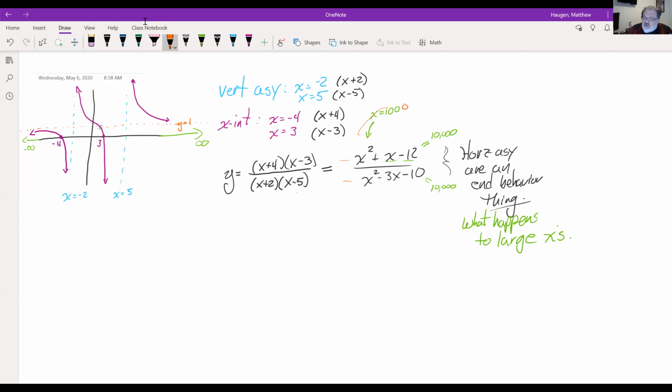So whenever we look at end behavior, just like we did for end behavior of polynomials, we really don't look at the rest of these terms. We just focus on what's happening with these lead terms. And the ratio between those lead terms, 1x squared over 1x squared, is 1. That's what gives us our horizontal asymptote.